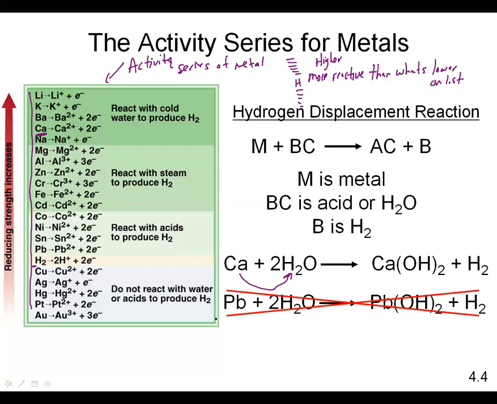Now, if we took the lead and wanted it to come in to replace the hydrogen, what we would see is when we look at it, although they are close here on the list, in order for lead to actually replace and produce hydrogen gas, it would have to react with an actual acid, which water is not in this case. So because it cannot react with the water, this reaction will not take place.